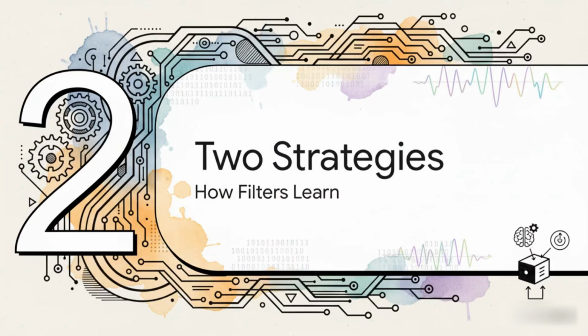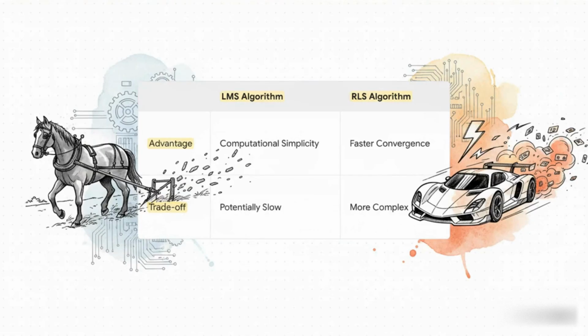But of course, there's more than one way to teach a filter how to learn, right? Engineers mostly rely on two major algorithms to make this whole adaptation process happen. And they each come with their own set of pros and cons. And this brings us to a classic engineering trade-off. On one side, you've got the least mean square algorithm, or LMS for short. This one's the reliable workhorse. It's simple, it's efficient, and it doesn't need a ton of processing power.